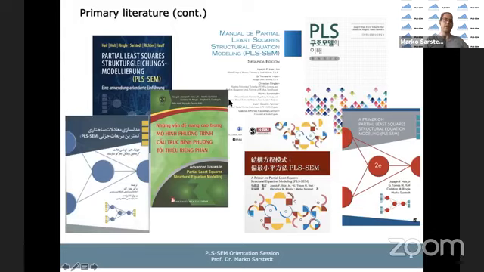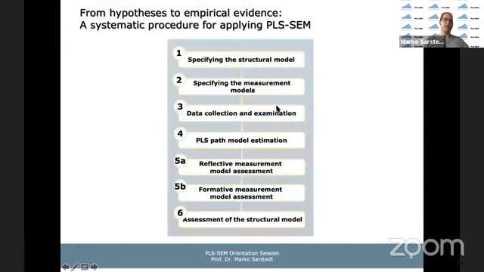So what is PLS, or how does it actually work? Yeah, and obviously, this is nothing we can cover in 45 minutes, but I just want to give you a general overview. So these are the steps that you have to run through when working with PLS.